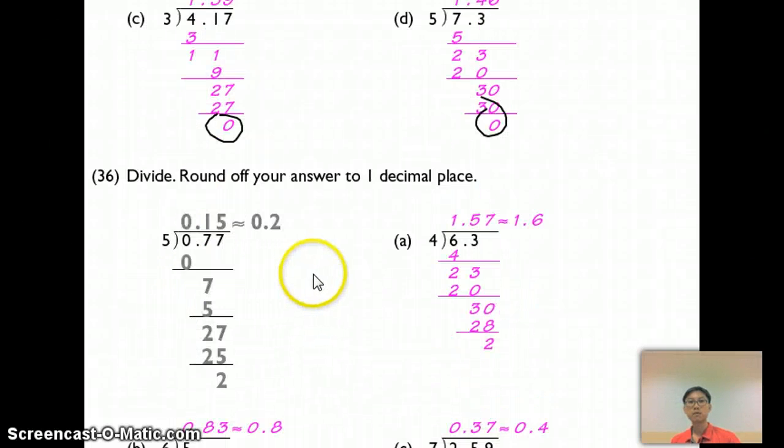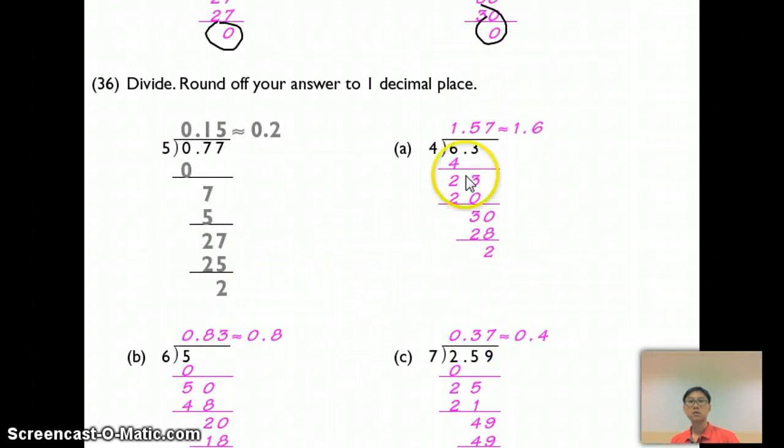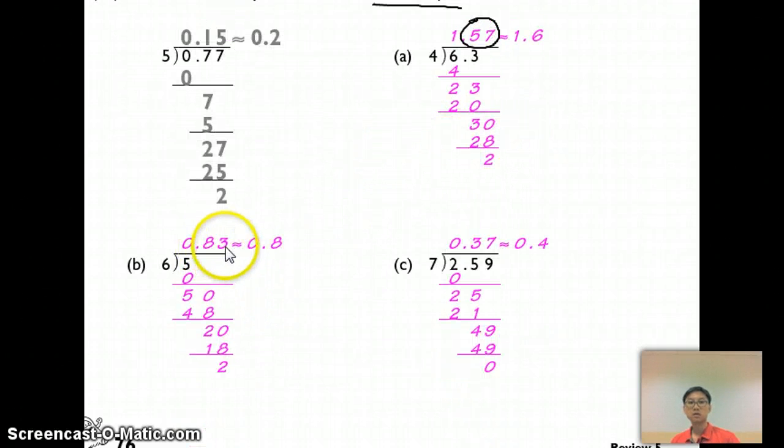Okay. Now question 36. You're supposed to divide. Since I want the answers to 1 decimal place, you only need to divide until you have 2 decimal places so that you can round this off. So because this is 7, I plus 1 to 5, this is 1.6. This is 8.3. So this is 3.